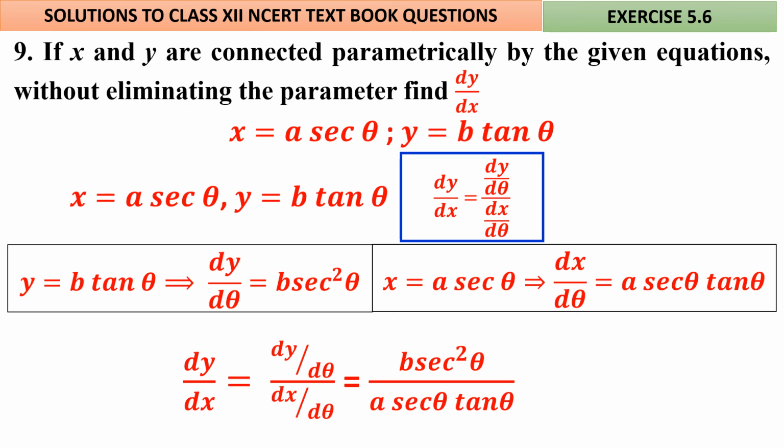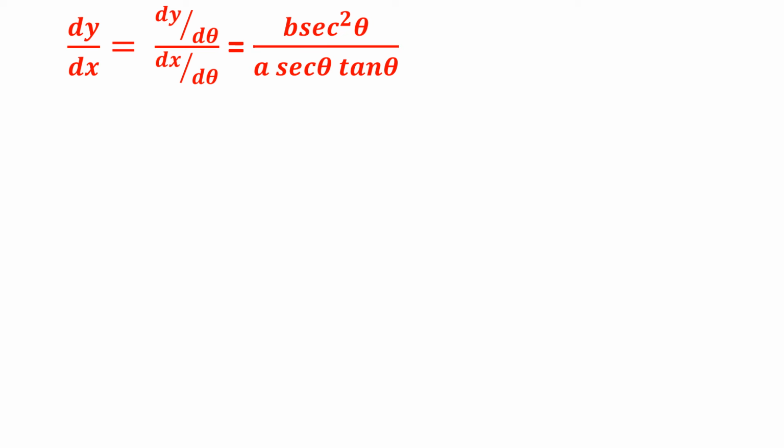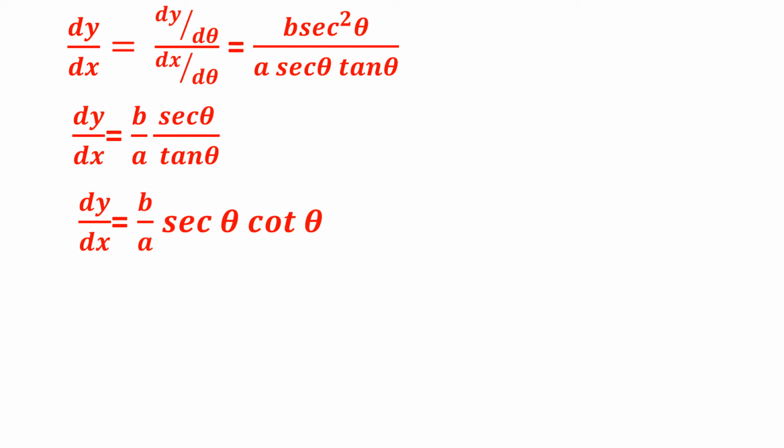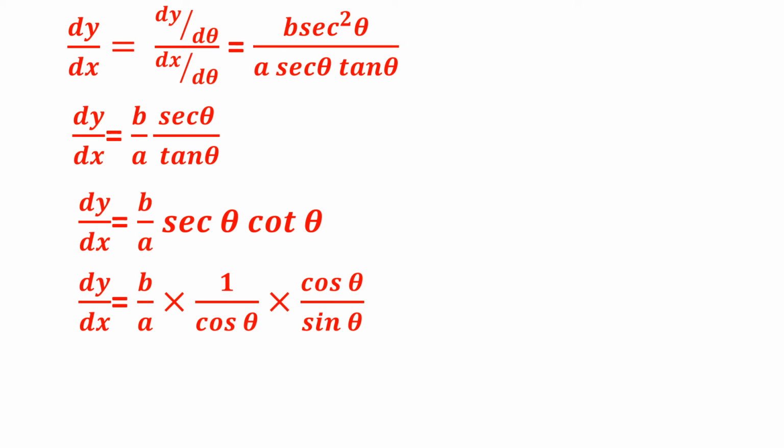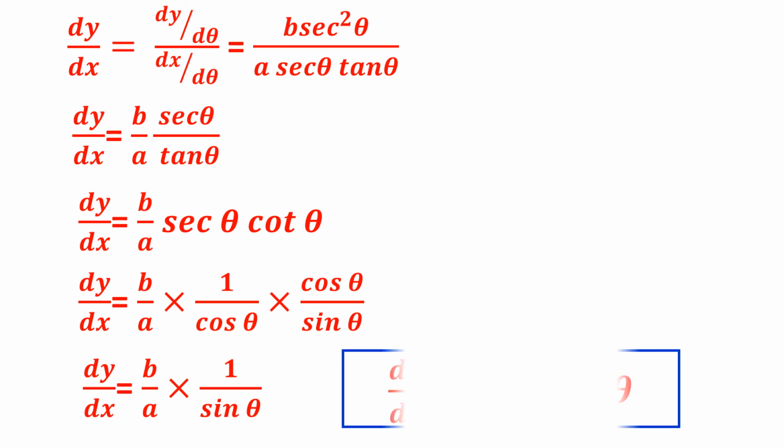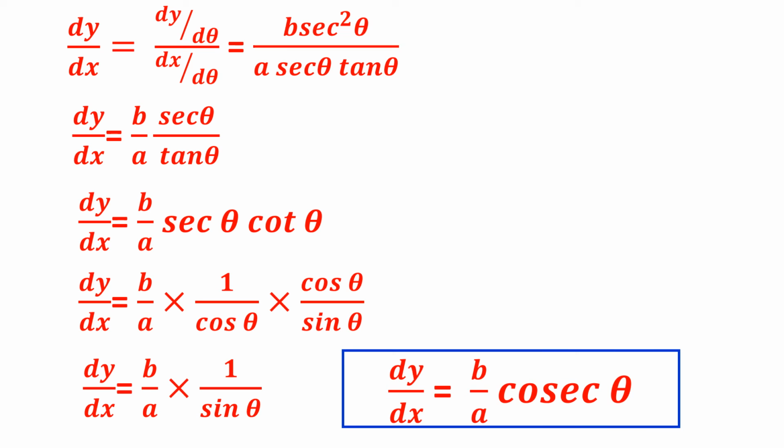There is scope for simplification once again. Dy by d theta upon dx by d theta, therefore we cancel first one secant theta, secant by tan theta is secant into cot. What is secant? 1 by cos. What is cot? Cos by sin. Cos will get cancelled. So b by a into 1 upon sin theta. Final answer: b by a cosecant theta.